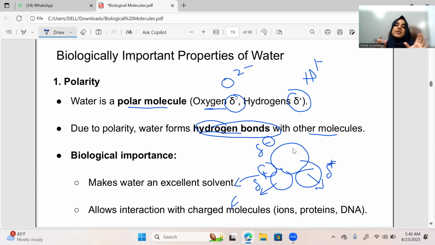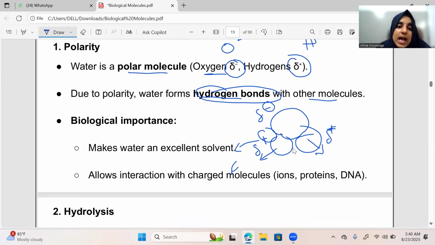Why? Because all of these hydrogens, they combine and they form their own structure by which water can gain a lot of strength. And it makes water an excellent solvent. Why? Because it helps in dissolving, right? Polarity helps in dissolving because these negative and positive molecules can dissolve very easily with one another, and it allows interaction with other charged molecules, for example, ions, proteins, and DNA.